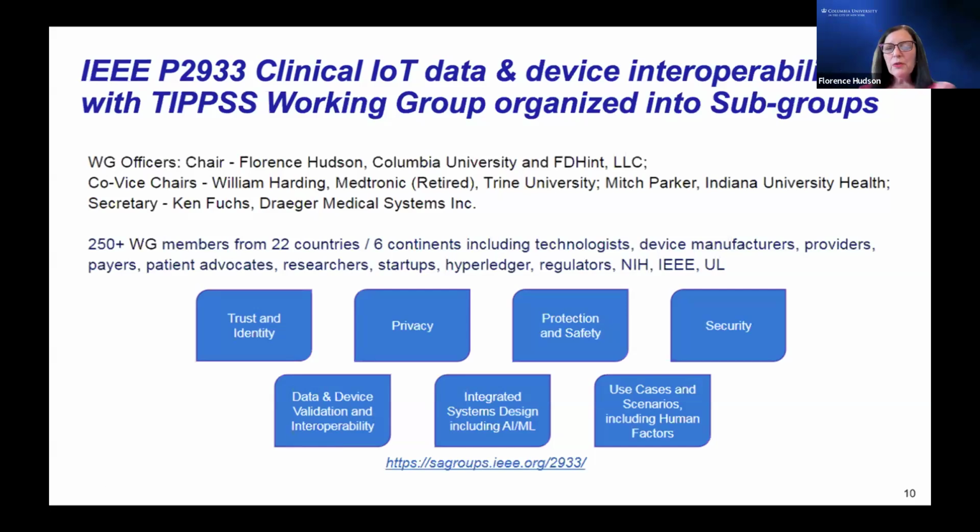We decided not to put artificial intelligence and machine learning into the base standard because there's so much going on with that right now. There are actually over 50 IEEE working groups working on AI standards right now. We're like, let's see how this plays out, and then we can refer to them. And then use cases and scenarios, including human factors.